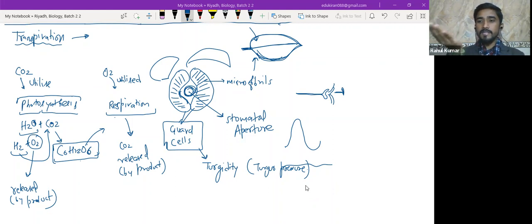It's mostly facing the ground, and that part has more stomata. So write down: the lower surface or the dorsiventral surface of the leaf has a higher number of stomatal openings.